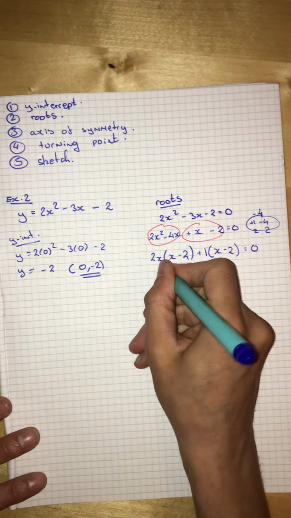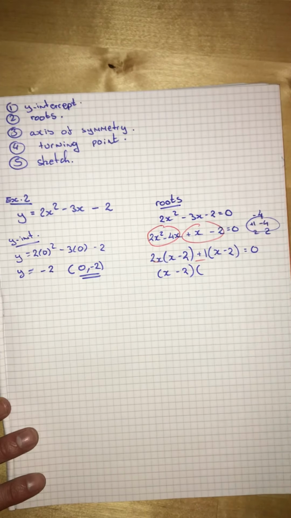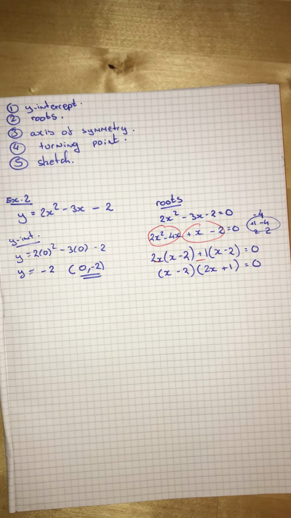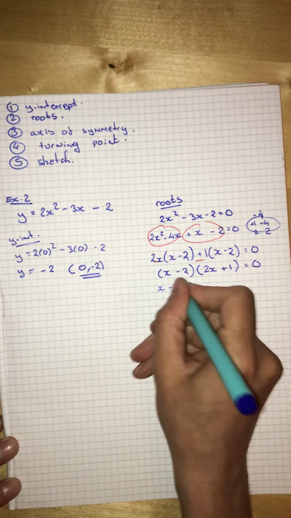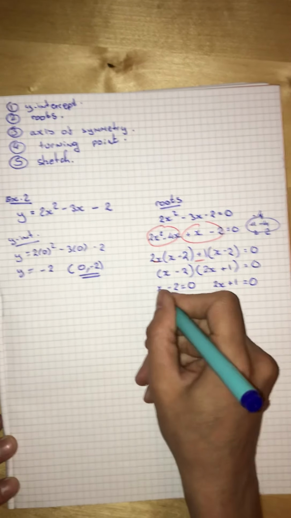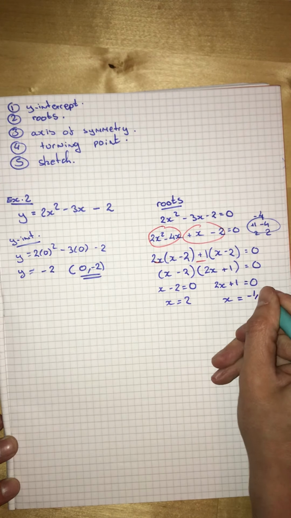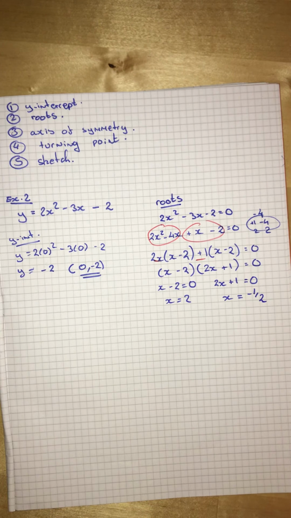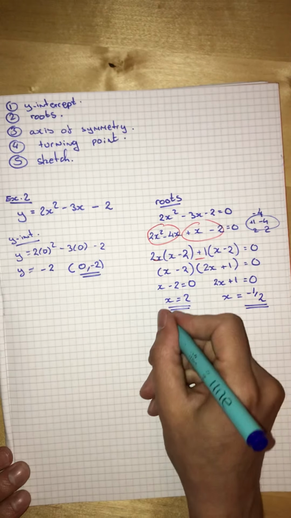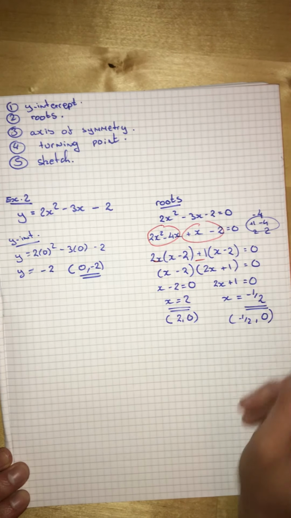So we're going to have x minus 2 and 2x plus 1 equals 0. So we're going to have x minus 2 equals 0 and 2x plus 1 equals 0. So x is going to equal 2 and x is going to equal -1/2. Okay. So our roots are going to be (2, 0) and (-1/2, 0).